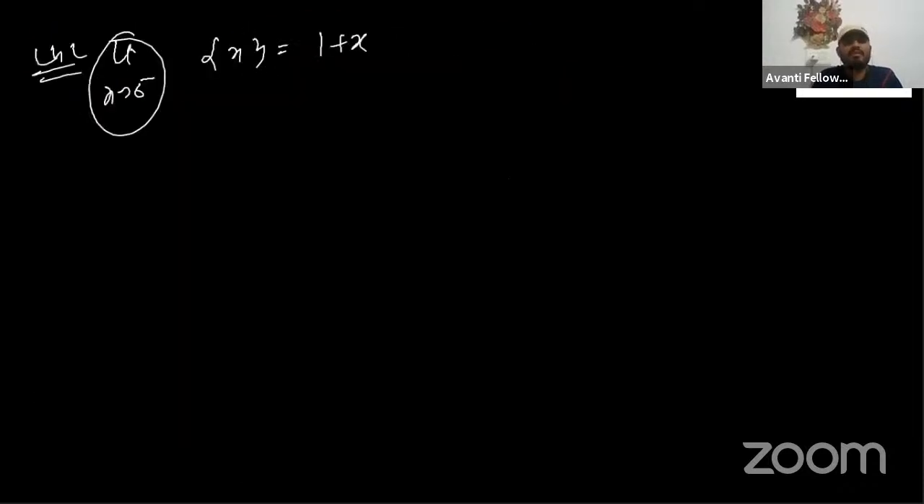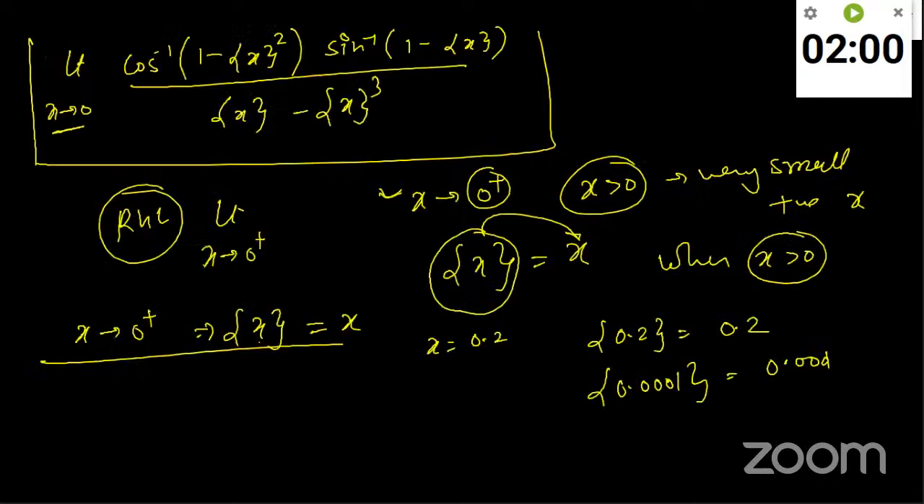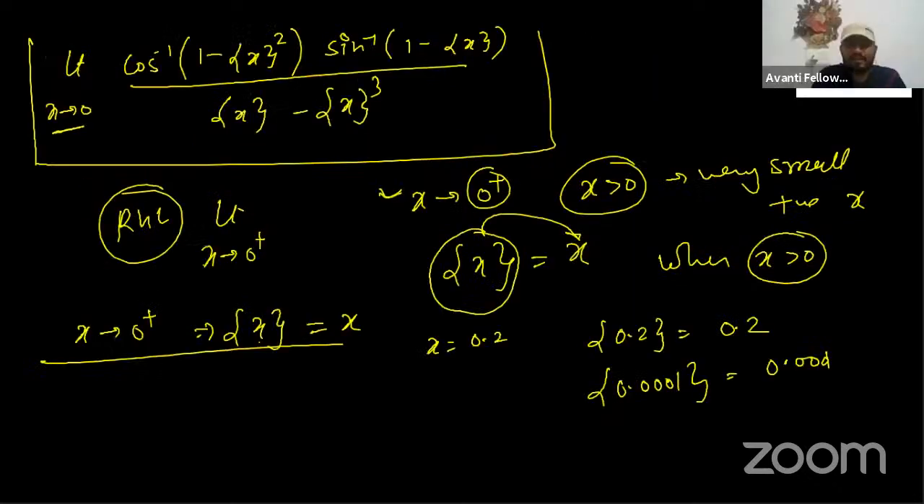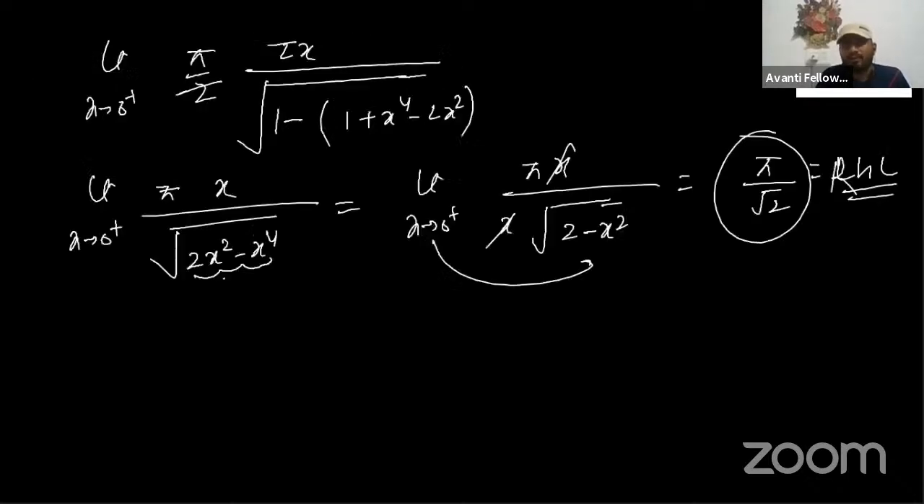Now you have to write down the function again. Limit x is tending to 0 negative. So this will become cos inverse of 1 minus, you have fractional part of x square. Fractional part of x will be replaced by 1 plus x. So this will become 1 plus x whole square. Got it? Sine inverse 1.